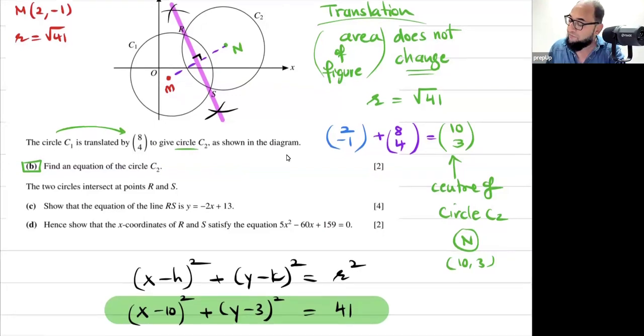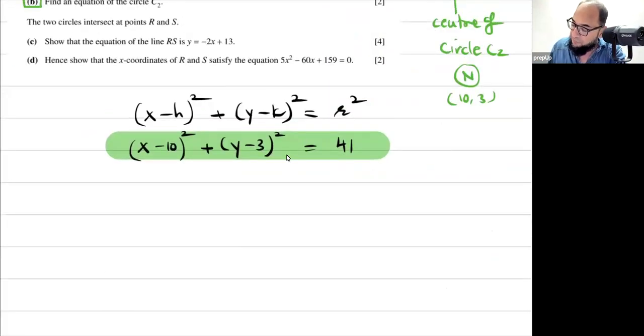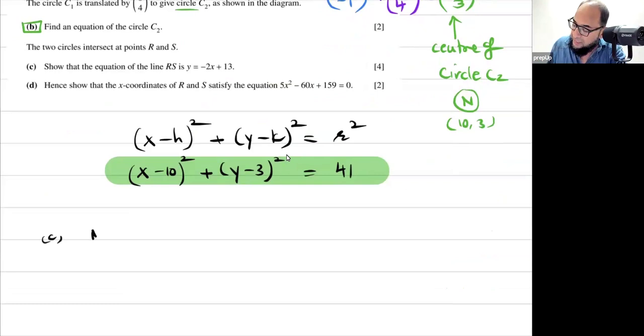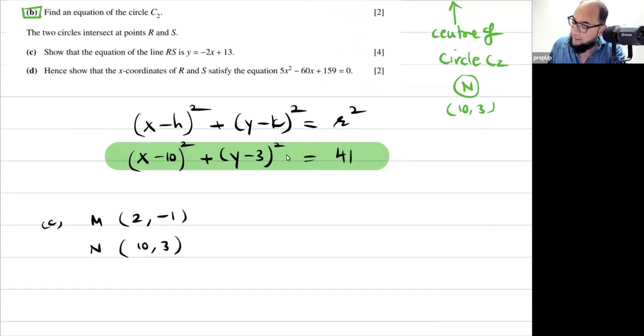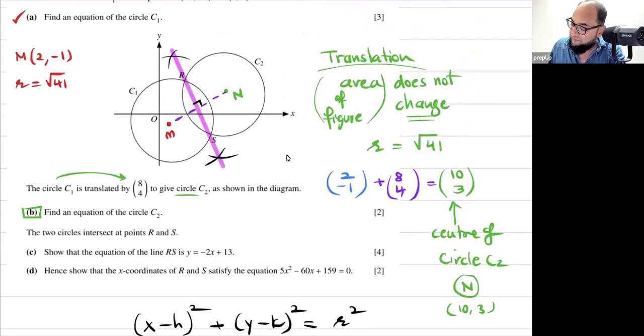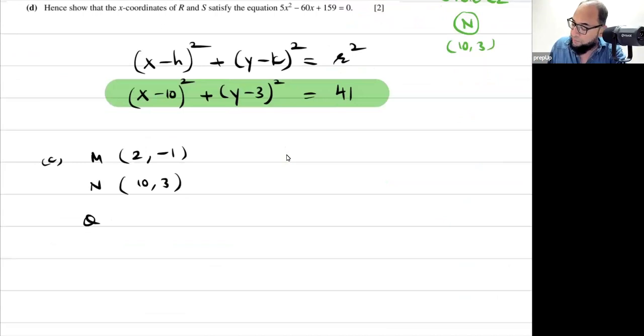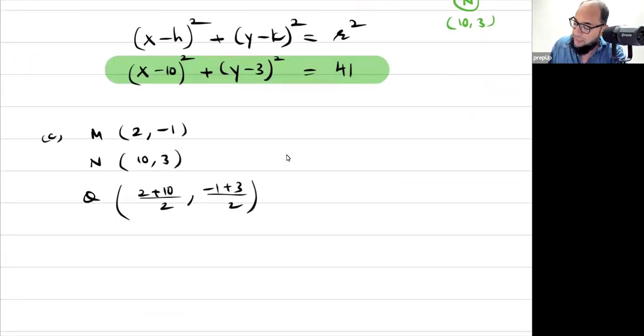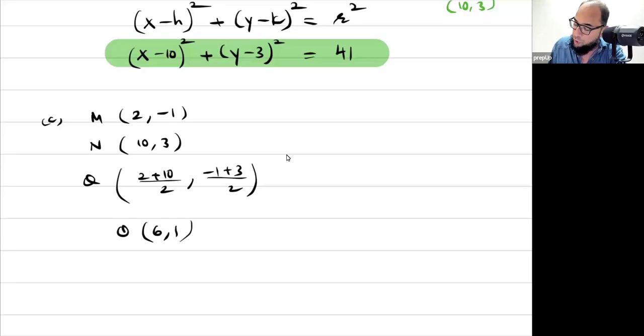So now we have M, which is 2, negative 1. So I'm working for part C. M is 2, negative 1. N, the center of the other circle, is 10, 3. The midpoint, let's call it, what do we have? We have R, we have S, we have M, we have N, let me call it Q. Q is 2 plus 10 divided by 2, minus 1 plus 3 divided by 2, that is 12 over 2, which is 6, 2 over 2, which is 1. This is Q.